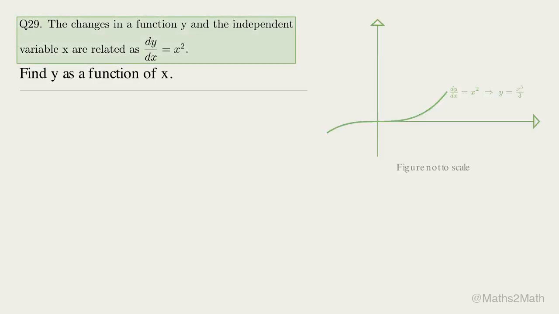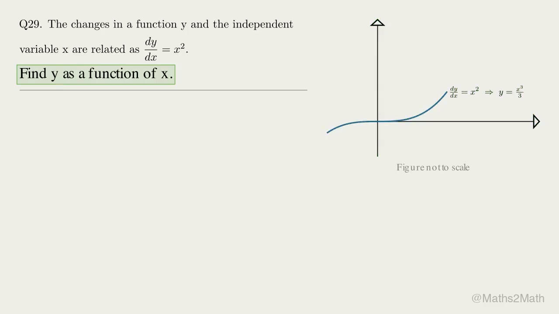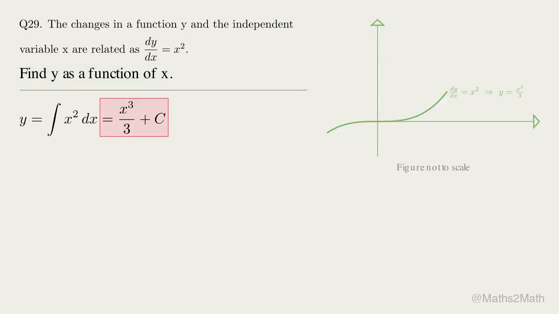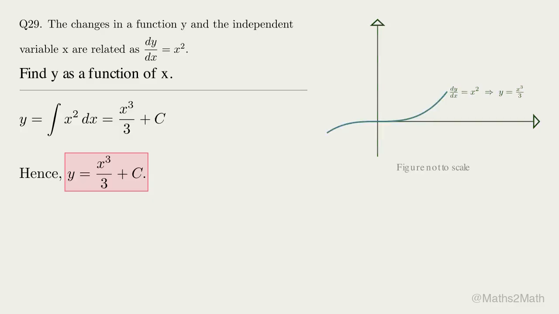Question 29. dy by dx equals x squared. Find y as a function of x. What does this mean? Integrate and do not forget the constant. Integrating x squared gives x cubed over 3 plus an arbitrary constant c. Hence, y is x cubed by 3 plus c.